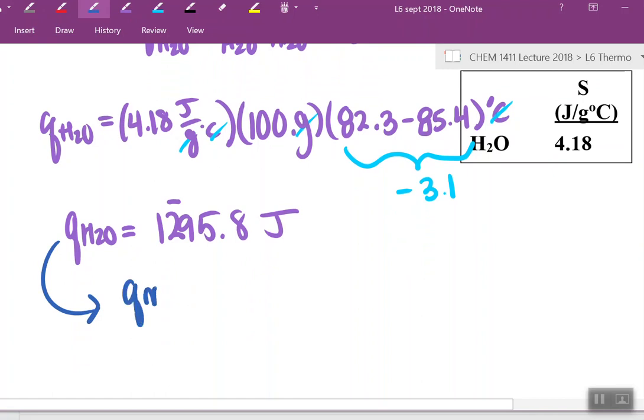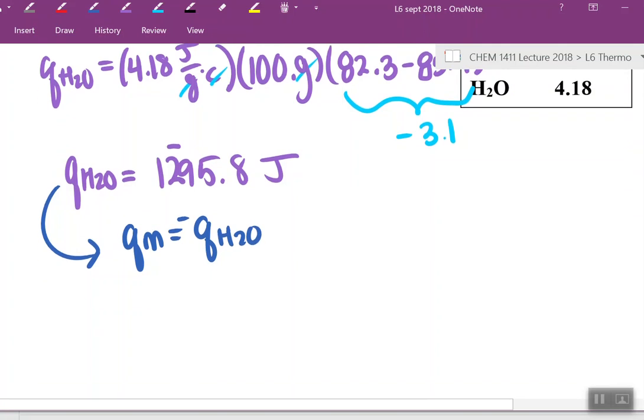Okay, and then what I know is that the Q for the metal is the same number, opposite sign, as the Q for the water, because all of the heat that the water is giving off is being absorbed by the metal. So I'm going to change this. Oops, looks like I lost a negative sign there. That should be negative. The water is cooling. So the Q for the metal then is a positive.